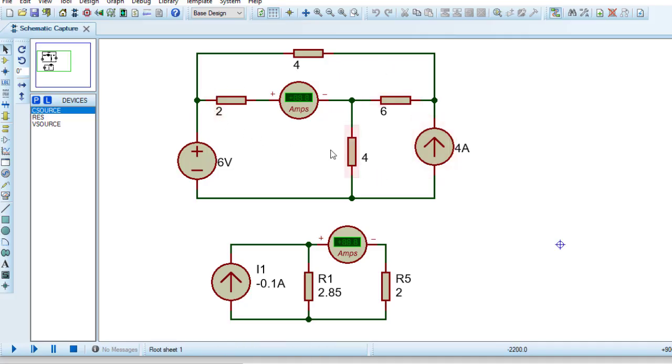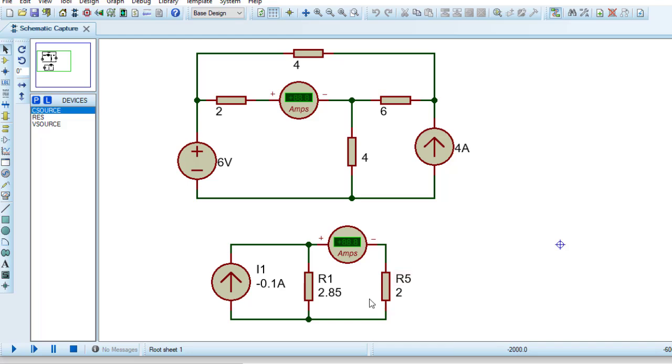This is the main circuit. This ammeter shows current flow through load resistor 2 ohm. This is Norton equivalent circuit. Norton current is minus 0.1 ampere. Norton resistance is 2.85 ohm. Now this ammeter will show current through the load.